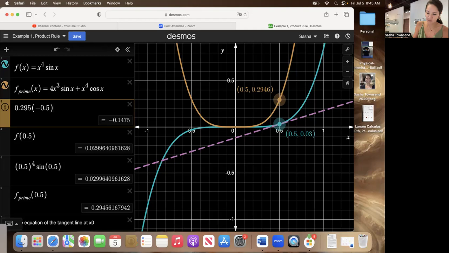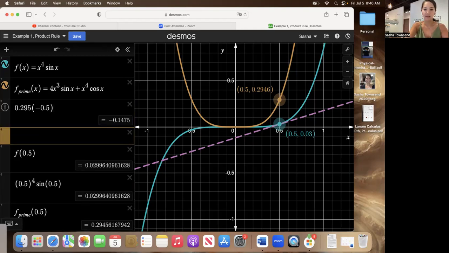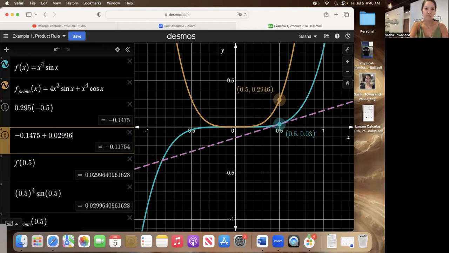And I'm just using desmos.com as a calculator now. And then I've got two like terms, that negative 0.4175, and then the function value, that f evaluated at x naught. And that's approximately negative 0.11754 plus 0.295. I want to show you my piece of paper now. I'm just using the calculator here.